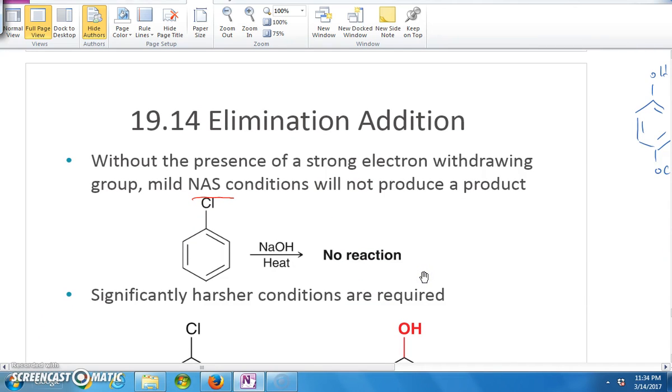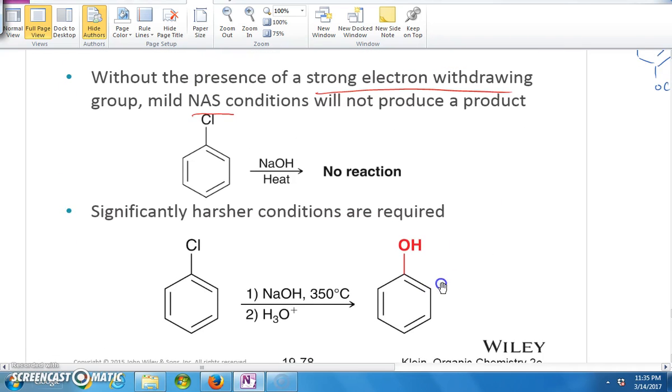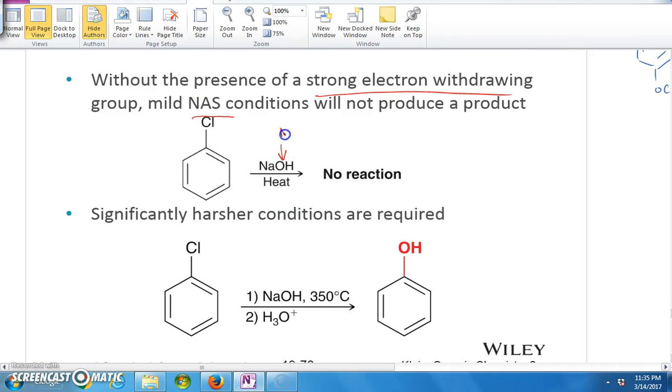Without the presence of a strong electron withdrawing group, in other words, if you don't have a strong electron withdrawing group present, no reaction occurs. Okay, no reaction, because now you have a nucleophile and this is a weak nucleophile. Okay, but both of them are nucleophiles. But in the presence of harsher conditions, interestingly, you have the formation of phenol.